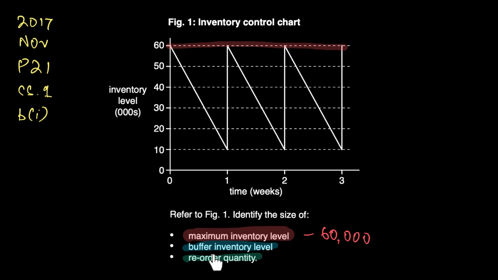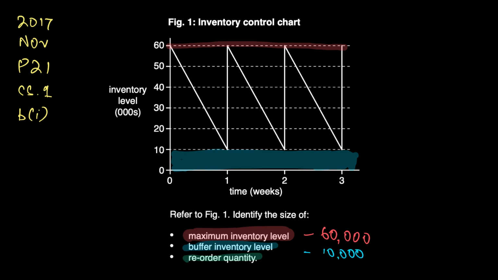Buffer inventory is the distance between 0 and your minimum level. So this portion here between 0 and 10, highlighted in blue, is your buffer stock or buffer inventory. So your answer to this would be 10,000. This is the extra cushion a company will give itself in case something goes wrong.